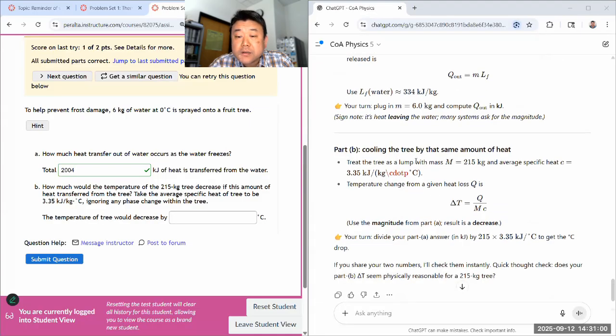Treat the tree as a lump with specific heat. Not specific. Yeah, it's specific heat. It's divided by. That was heat capacity, but it's specific heat capacity. Temperature change.